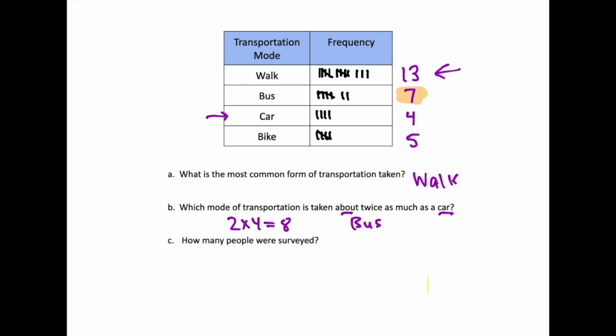The last question says, how many people were surveyed? To find this, we can add all of the frequencies. When we add 13 plus 7 plus 4 plus 5, we get 29 people.